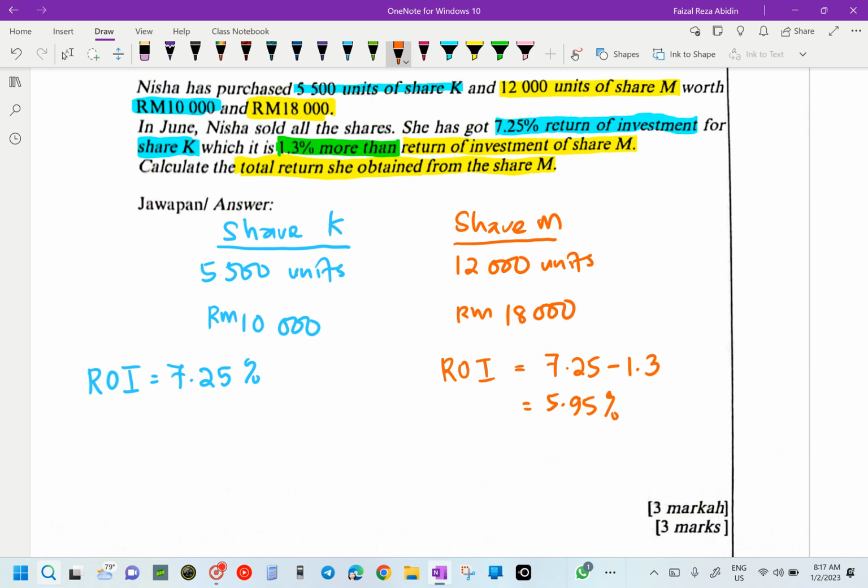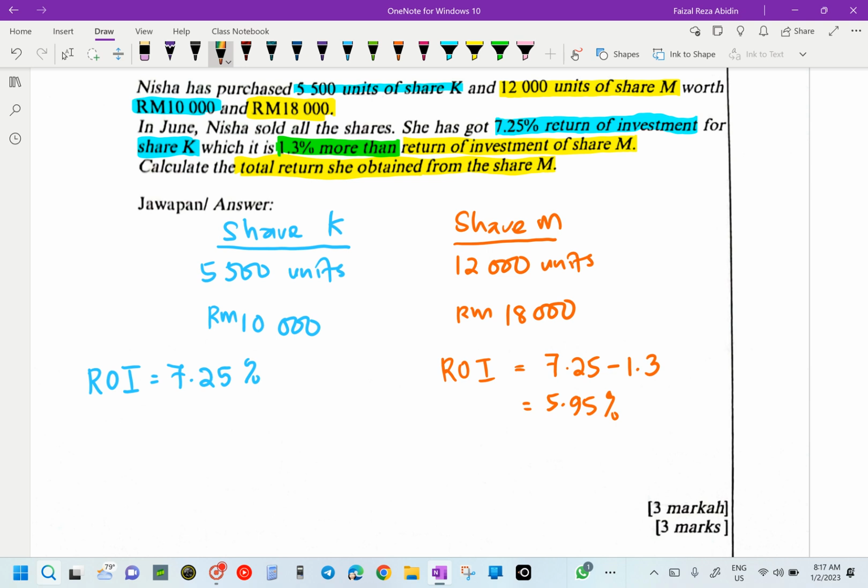The third paragraph over here: calculate the total return. Not the ROI, total return. Did the question give us the formula for ROI? No. So you must know how to get ROI: total return over initial investment.